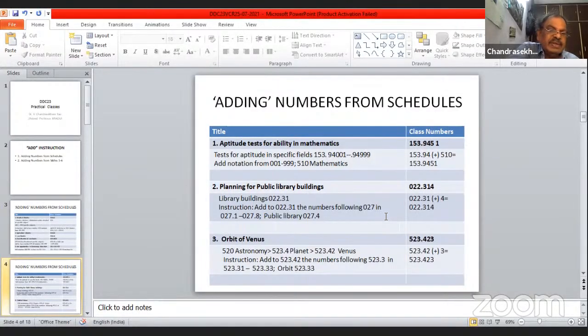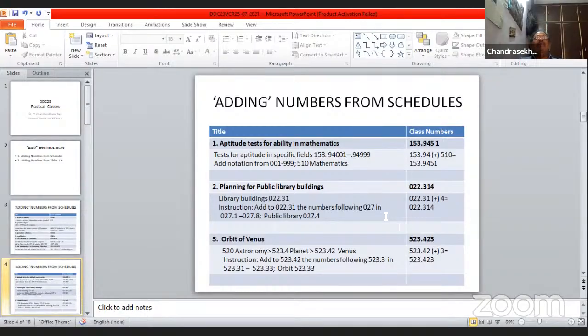In between this 027.1 to 027.8, public libraries come under 027.4. From the 027.4, what numbers do we have to add? The numbers following 027. What is the number left? 4 only. We have to add only 4 in this one.